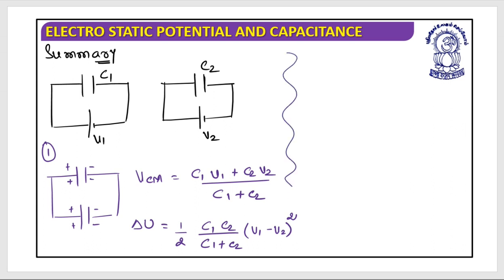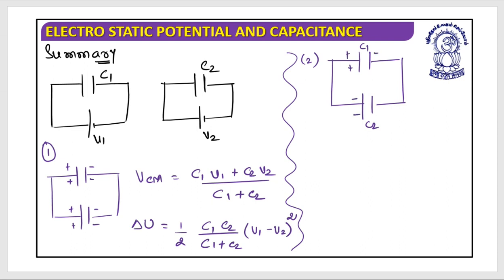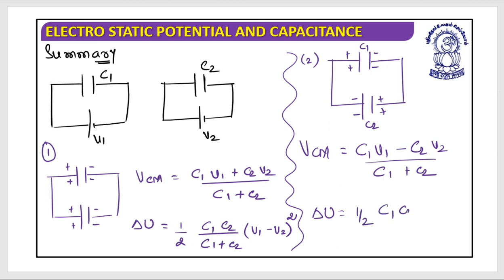Let's move to the second case. This is the first capacitor, this is another capacitor, this is C1, this is C2, but here opposite polarity has been connected, this is minus and this has been plus. So in this situation VCM could be calculated as C1 V1 minus C2 V2 divided by C1 plus C2, and this delta U could be considered as half C1 C2 divided by C1 plus C2 into bracket V1 plus V2 whole square.